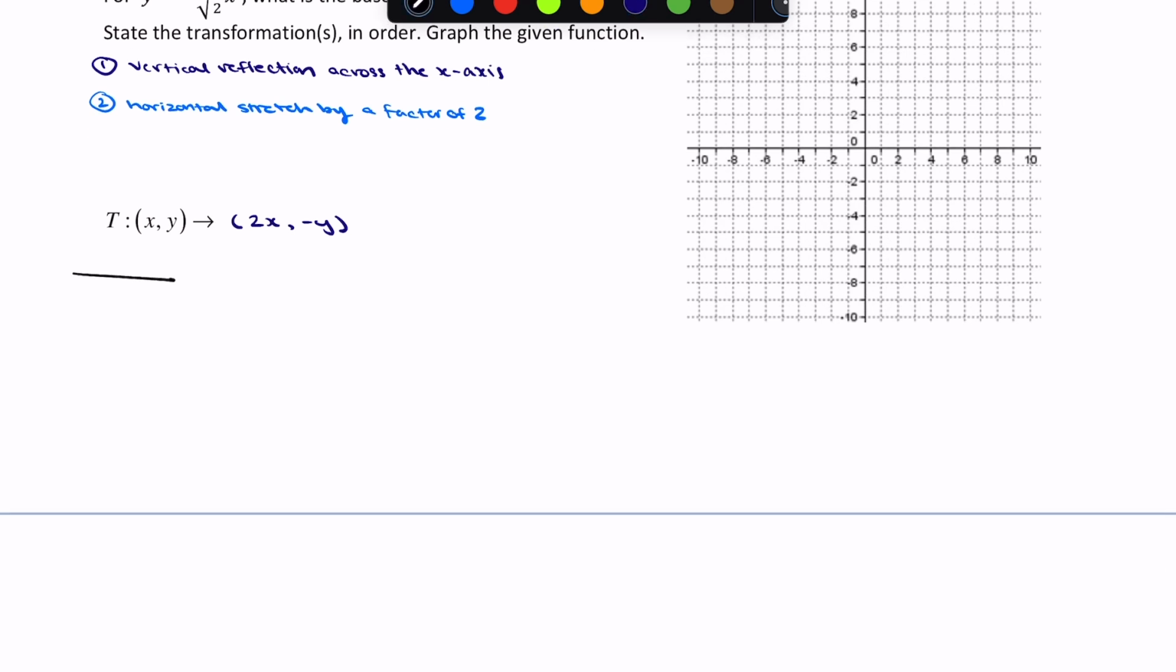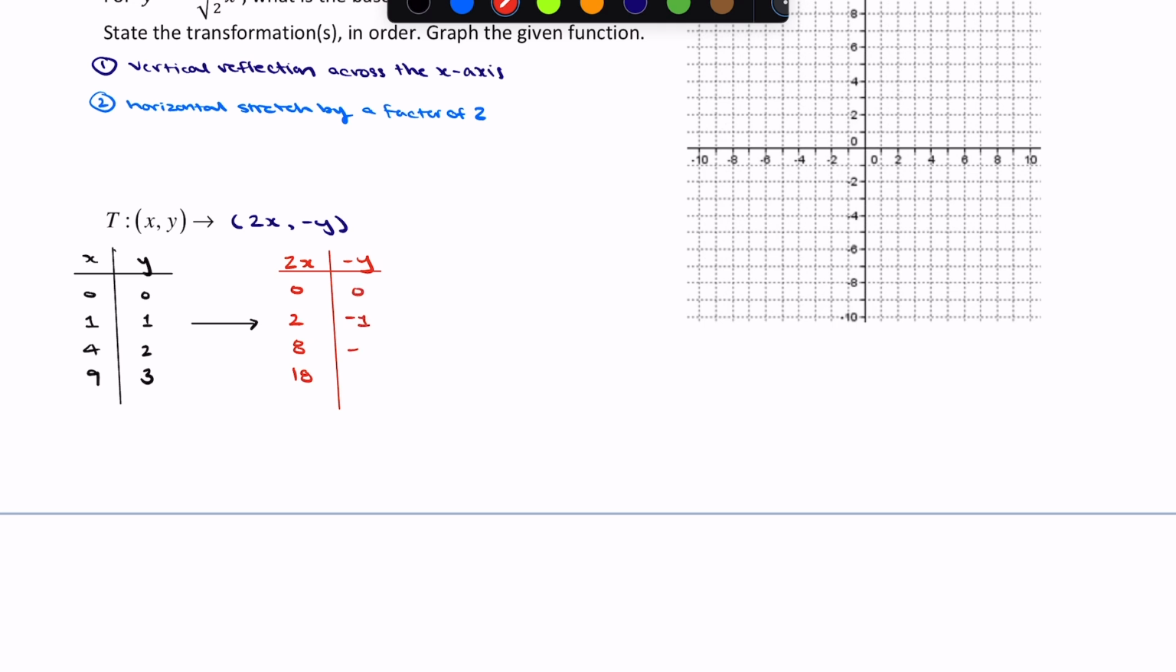So here if we look at our table of values, starting with our parent function, 0, 1, 4, and 9. And our y values, 0, 1, 2, and 3. And then for our transformed function, x values are multiplied by 2, and our y values are negative. And so here we have 0, 2, 8, and 18, because we're multiplying by 2. And our y values are 0, negative 1, negative 2, negative 3.